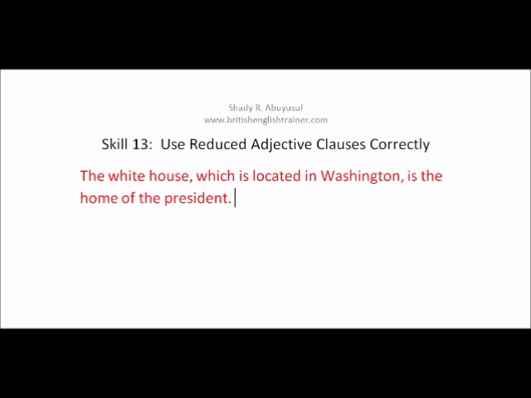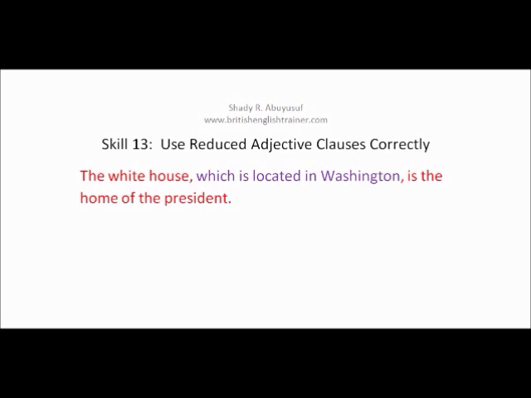Now the adjective clause is very clear. Which is located in Washington is an adjective clause. But the idea here is this adjective clause is set off the sentence by two commas. We've got two commas here that separate this adjective clause from the rest of the sentence. Is this possible? Yes, it is. Can we reduce it? Yes, we can reduce it. We can make it like that.